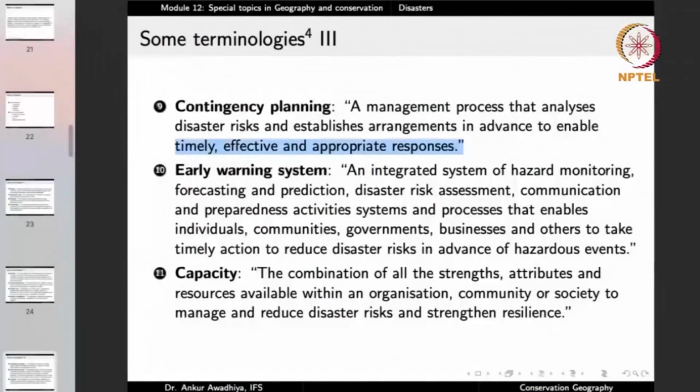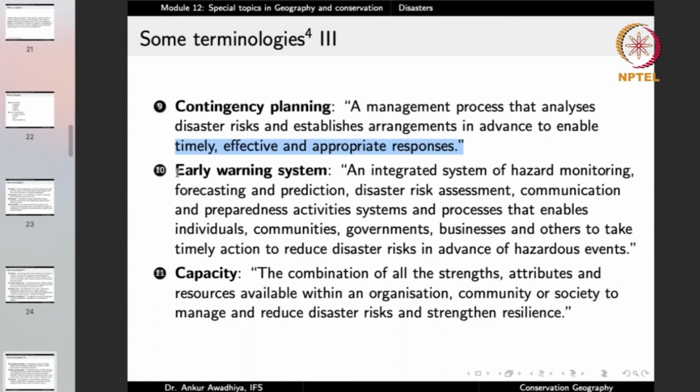So you cannot have a response that caters to only one portion of the society. You should have a response that helps everybody. So it has to be an appropriate response, and it has to be effective in such a large amount as to be effective to save people, to save property, and to bring their lives back on track. So that is contingency planning. Everything involved to analyze the disaster risk and establish arrangements so that you have a timely, effective, and appropriate response.